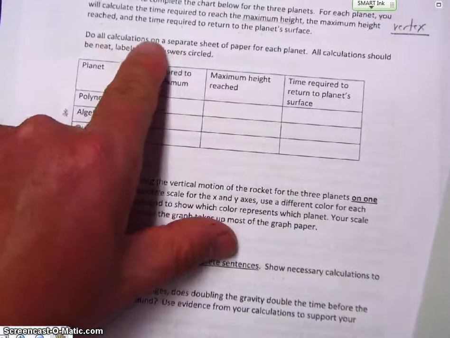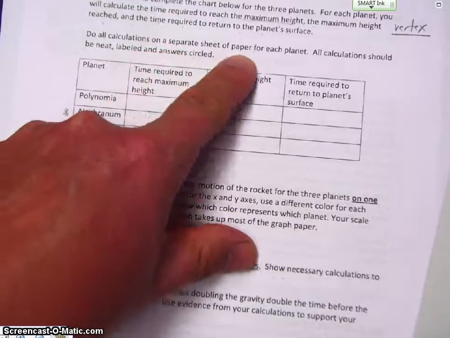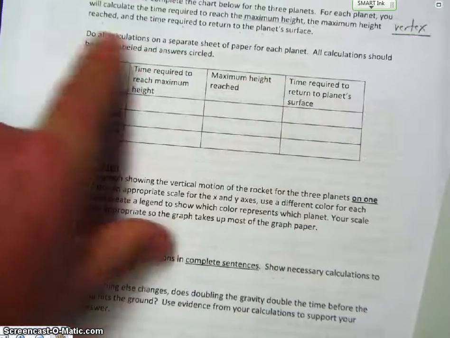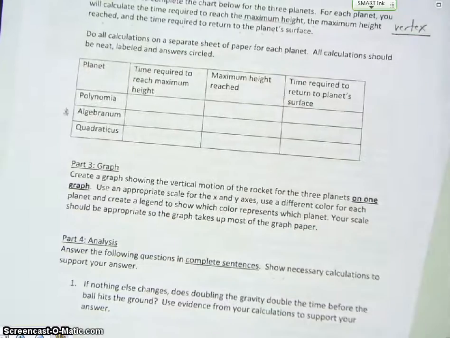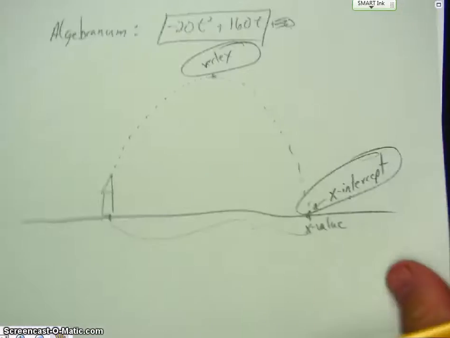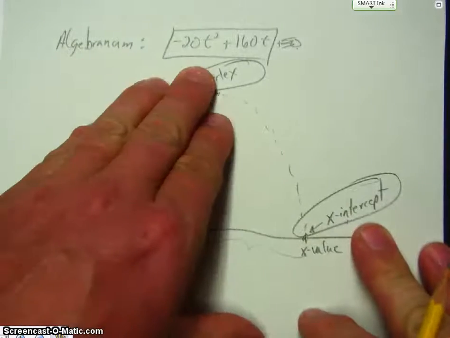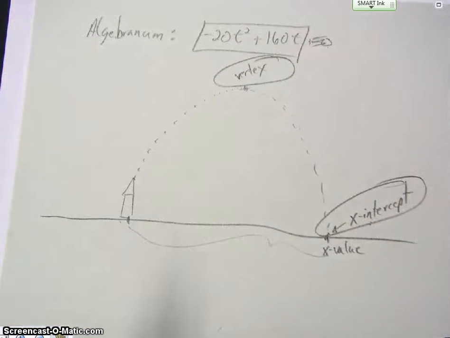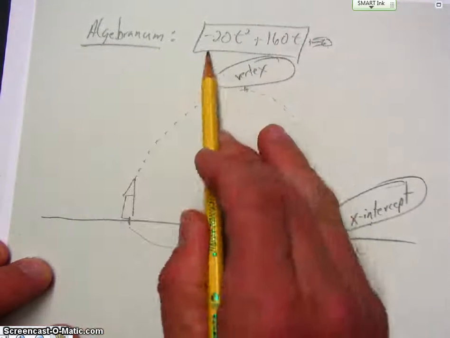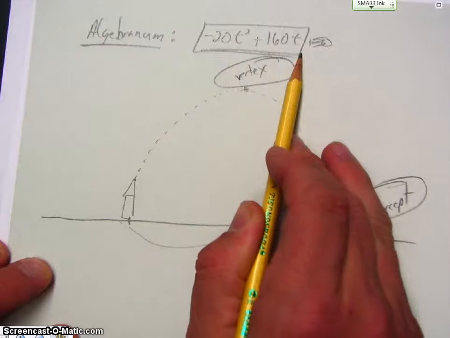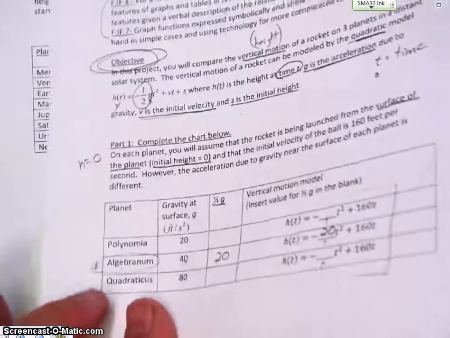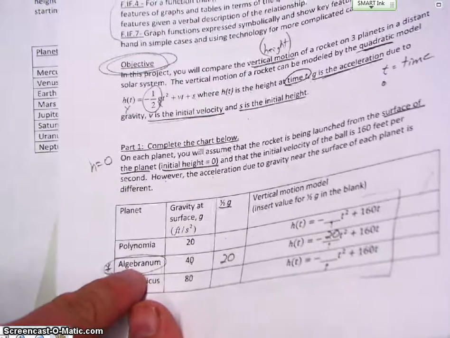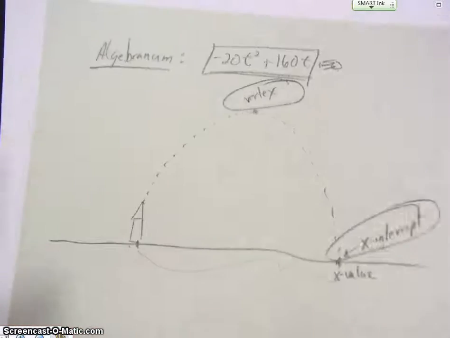All right, so do all calculations on a separate sheet of paper for each planet. All calculations should be neat, labeled, and the answer circled. Like you notice here, I have one sheet of paper for this planet. You probably want to do the same for the other two planets. You're going to have three sheets, one for each planet. The equation is what you get from part 1. So write the planet's name and the equation on a sheet of paper.